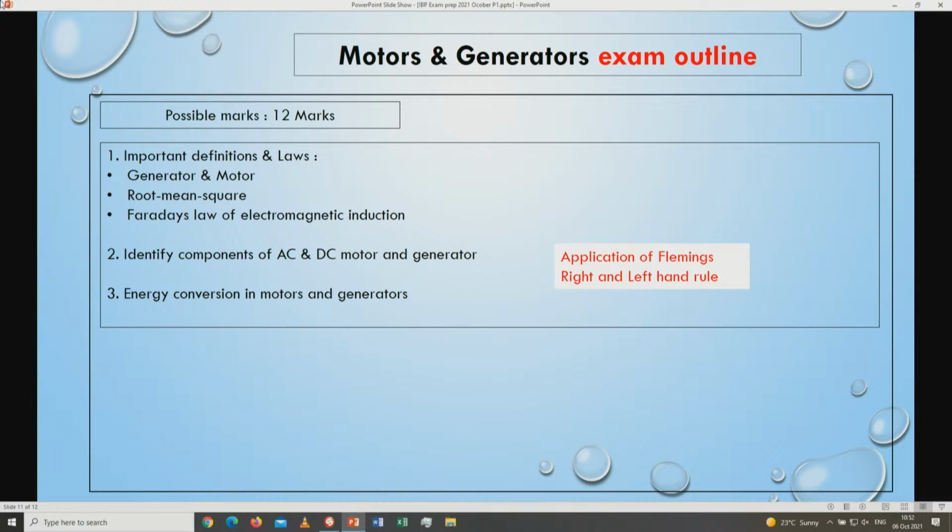Motors and generators: it is important there to look into a generator and a motor. What is a generator? What is a motor? Focus on energy conversion between the two. Define root mean square. Be able also to define Faraday's law of electromagnetic induction and identify components of AC and DC.